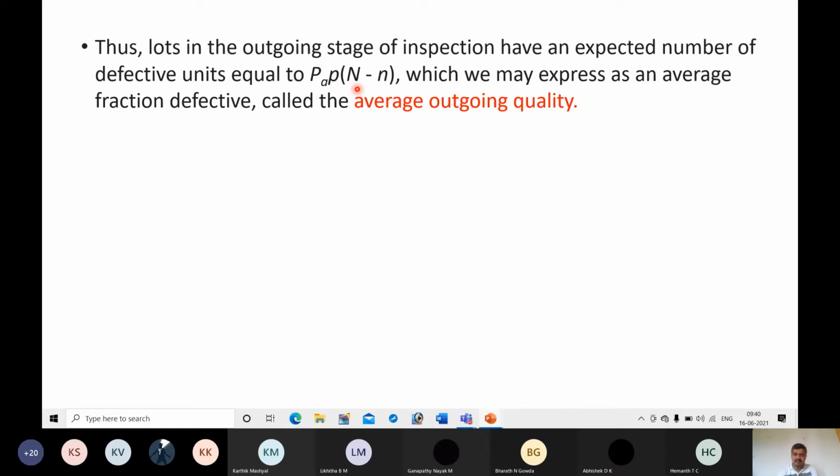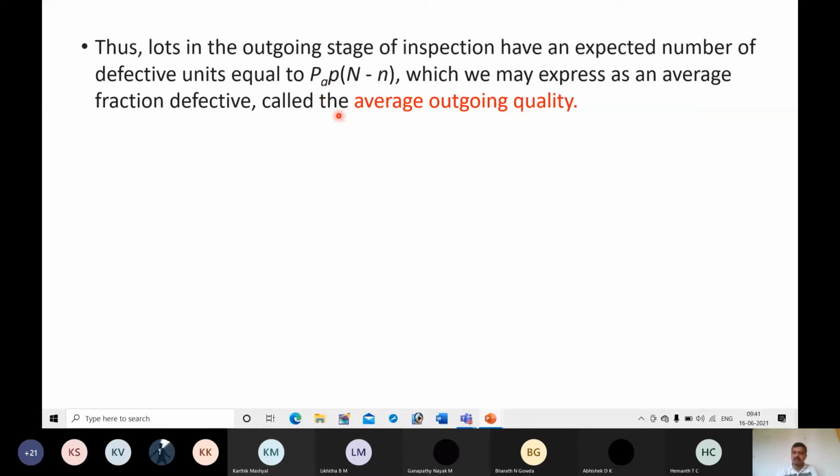If there are 100 lots, and the probability of acceptance is 0.95, that means you are rejecting 5 lots. Now you are considering only the defectives in the accepted lot. Outgoing means you are accepting them, so PA into P into (N minus n), which we may express as an average fraction defective called the average outgoing quality. If we reject a lot, that is not the outgoing lot. That has been rejected.